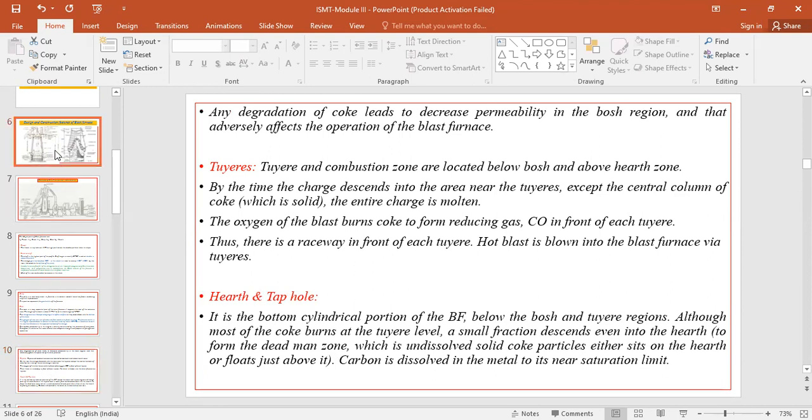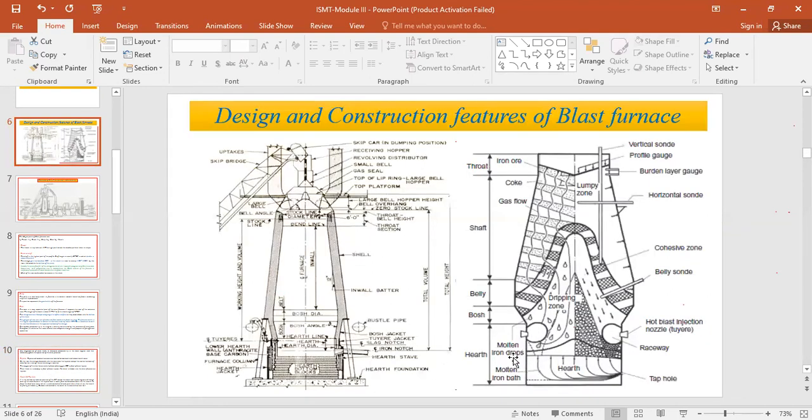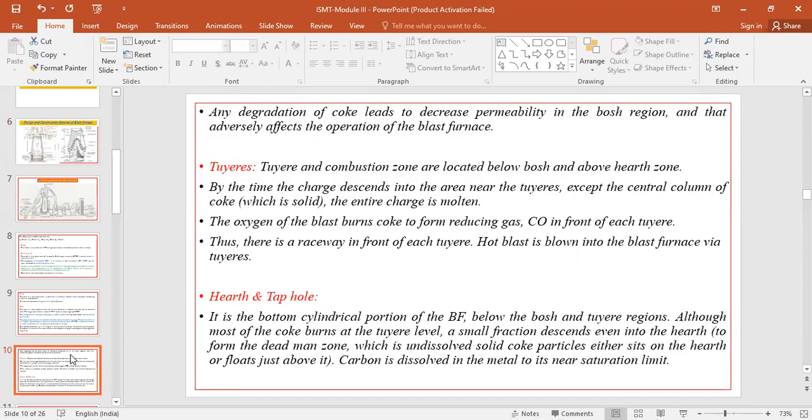That you can clearly witness in this particular picture. This is the hearth part of the blast furnace, and this is the wash part. So in between the wash and the hearth, your tuyeres are arranged. By the time the charge descends into the area near the tuyeres, except the central column of coke, that is, as I said, the dead man zone, where the coke is in the solid state and is not exposed to the combustion process. So that central column will be in solid form.